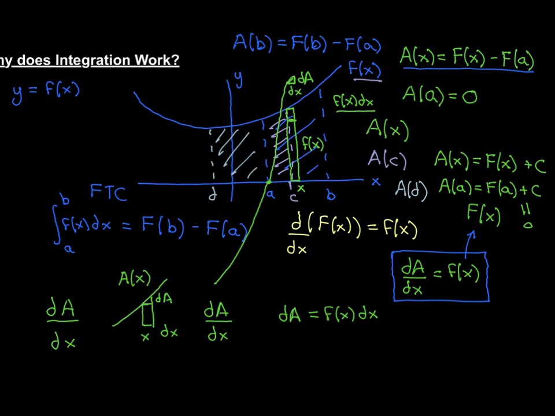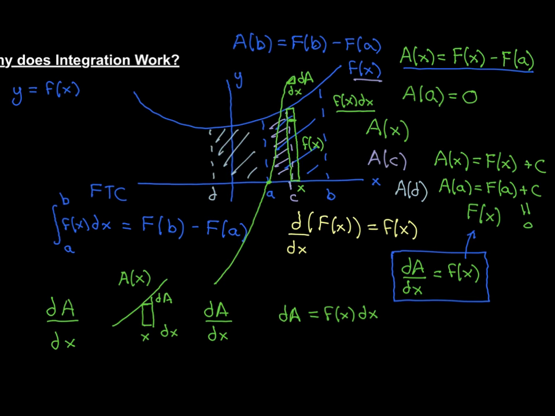Fantastic. All we need now to do is evaluate it at little b, and that will give us the value of the area between a and b of f of x. And that gives us F of b minus F of a, and there we have the fundamental theorem of calculus proven. Or not proven, but an intuition as to why it works.